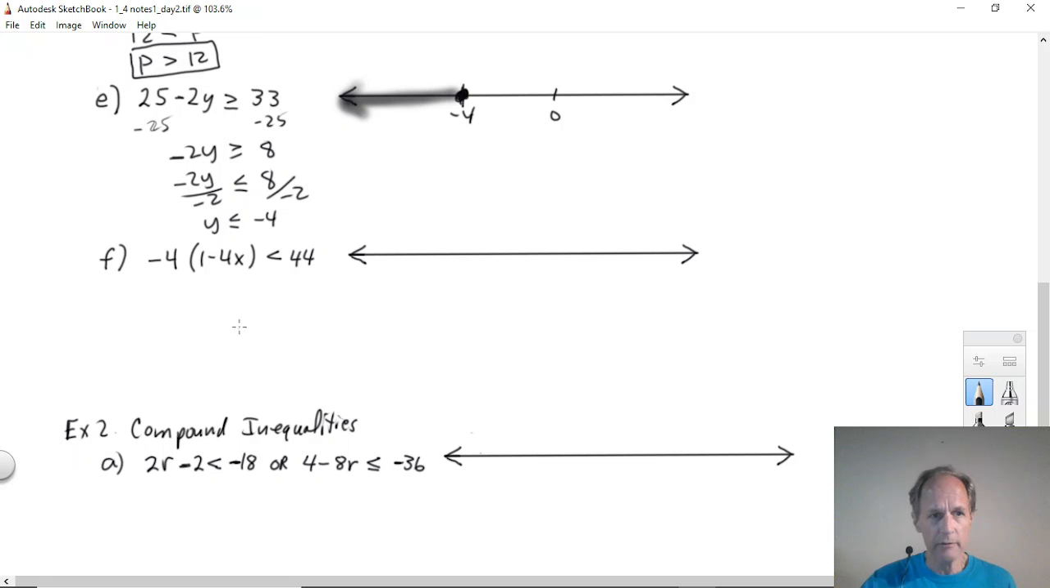Let's look at the next one. Okay, so we've got a few more steps. First, we need to distribute on the left. Negative 4 times 1, negative 4. Negative 4 times negative 4x is positive 16x. That's less than 44.